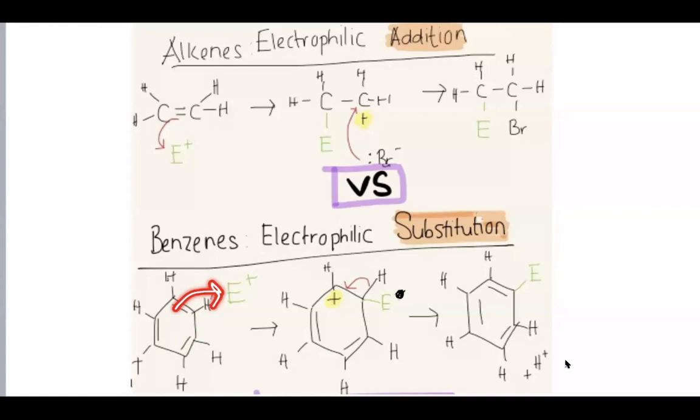Now my electrophile can choose to sit on, let me write, this is carbon number 1, this is carbon number 2. Should have used a different color.